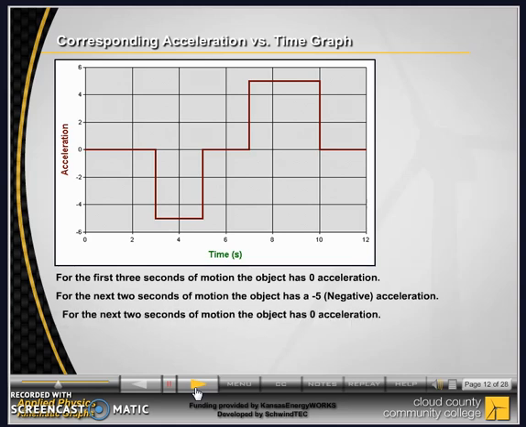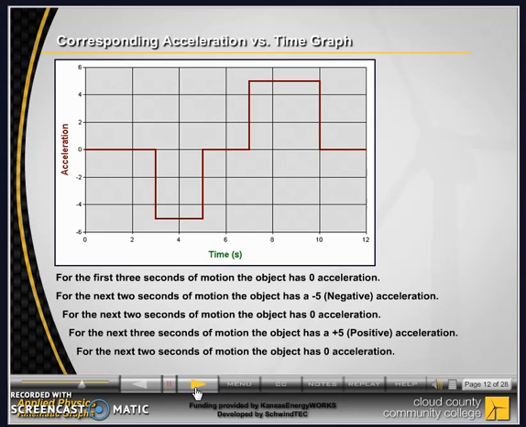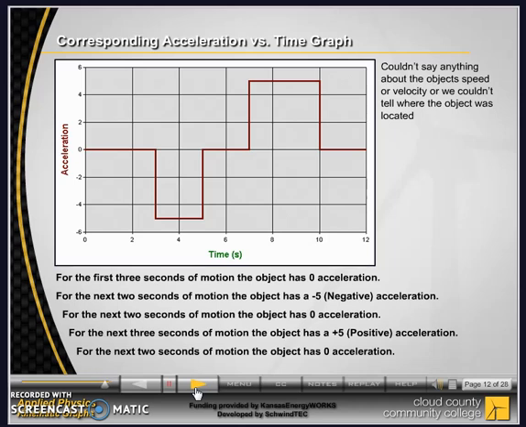For the next 2 seconds of motion, the object has 0 acceleration. For the next 3 seconds of motion, the object has +5 acceleration. And for the next 2 seconds of motion, the object has 0 acceleration. Notice that we couldn't say anything about the object's speed or velocity, or we couldn't tell where the object was located. This graph doesn't give us that information.